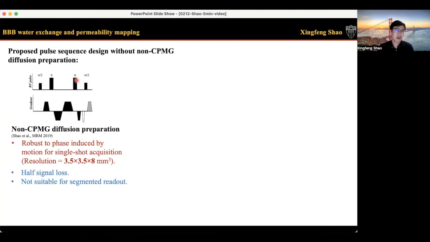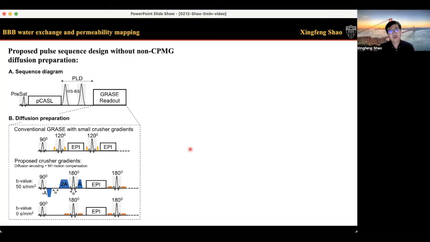In our previous study, we used a non-CPMG diffusion preparation. We utilized dephasing and rephasing gradient pairs to make the sequence robust to the phase induced by motion during the encoding duration. This can be used for single-shot acquisition with a relatively thick slice, about 8 millimeters, but it's very robust. However, there's one limitation in this technique: it leads to half signal loss and is not suitable for segmented readout, leading to limited spatial resolution, especially in the slice direction.